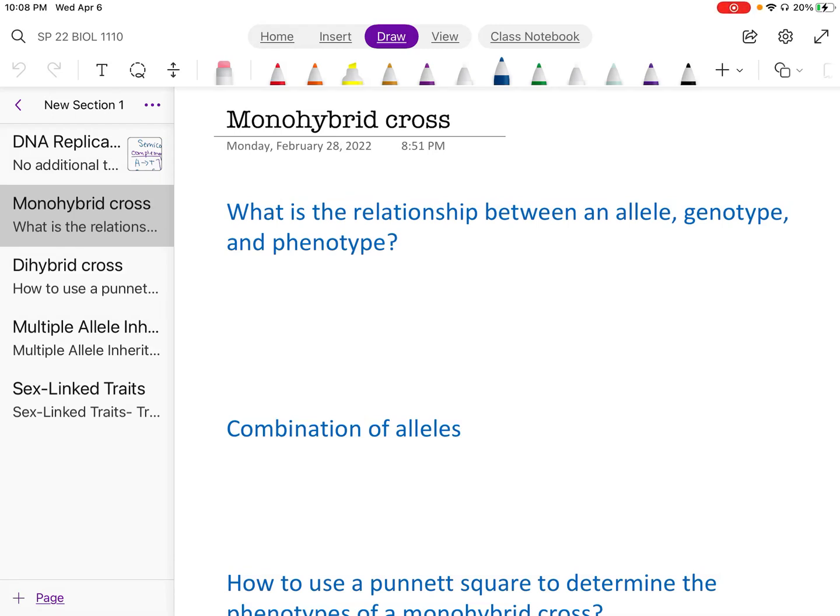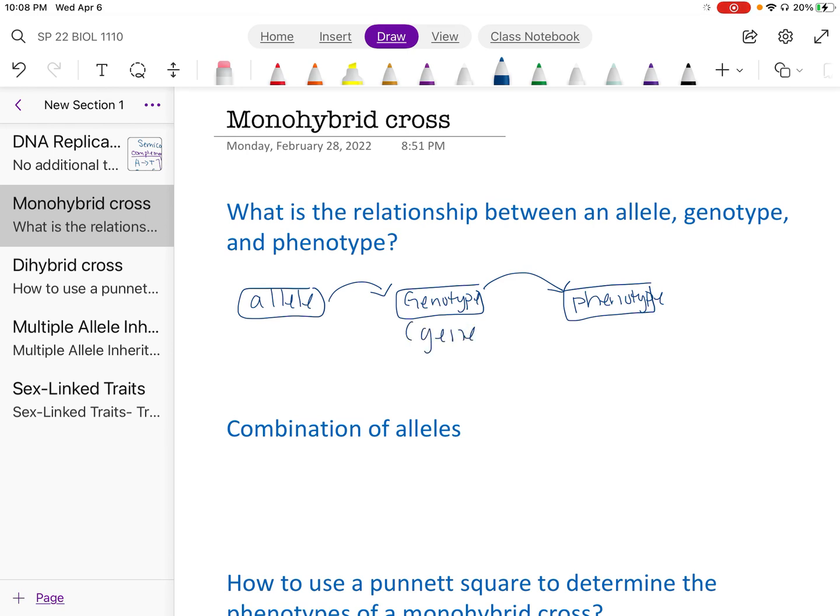So what is the relationship between an allele, genotype, and phenotype? Well, by having an allele, it tells us the genotype. And then this genotype will tell us the phenotype. The genotype is going to tell us the genes, and the phenotype is going to tell us the physical characteristics.